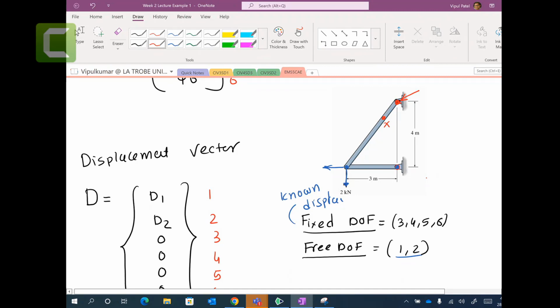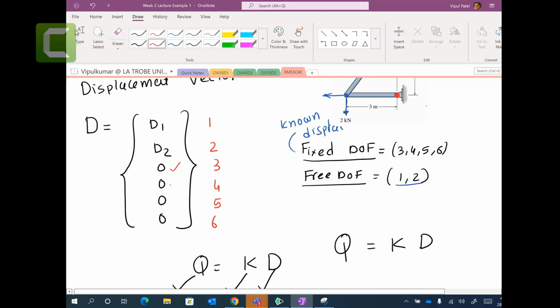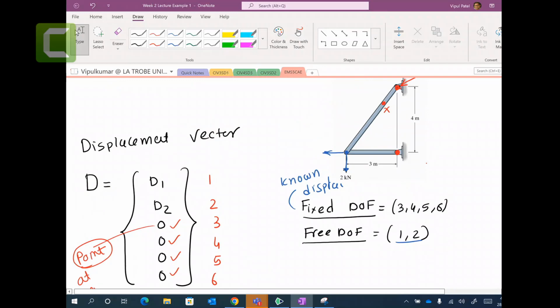But the displacement at this particular point is 0. We're just talking about the point. D1 and D2, D3, D4, D5, and D6 are only at the point, at the support. But if you are talking about a very close distance from the point, it is not 0. Okay. Got it? Okay. Thanks, sir. Thank you.